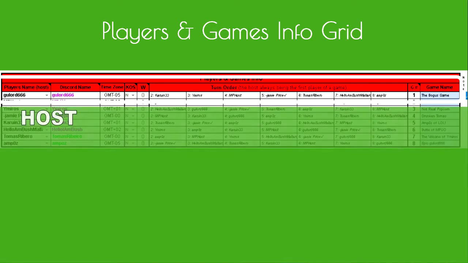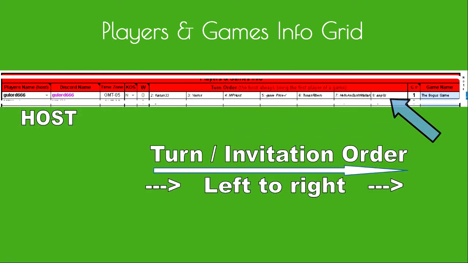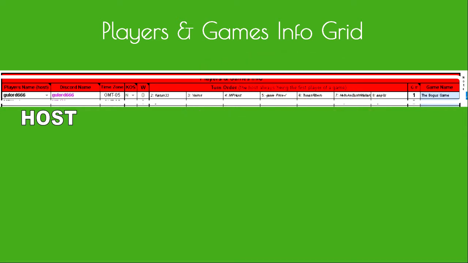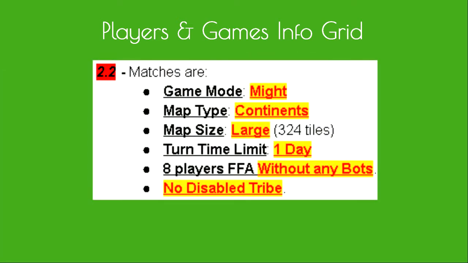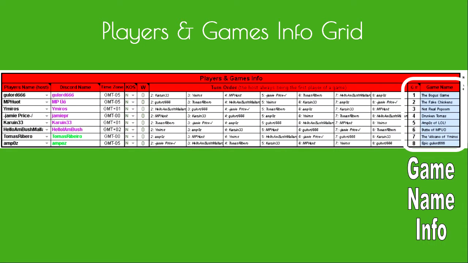For example, the first host needs to invite these players from left to right in this specific order. If the order of invitation is not respected, the game might be restarted. Don't forget to use the right game parameters. If you're not sure, check out the rules for the details. Once you've invited your opponents, make sure to write your game name in the blue section on the right.